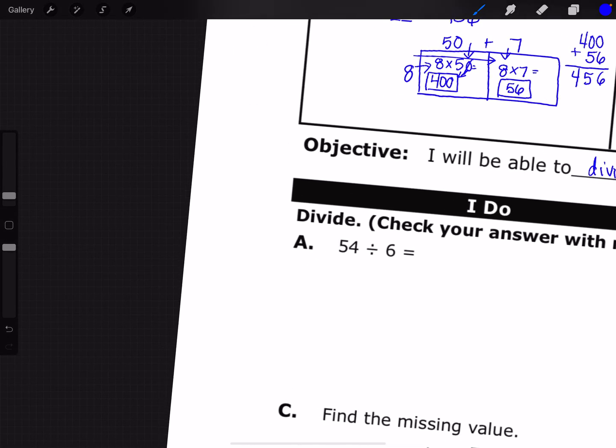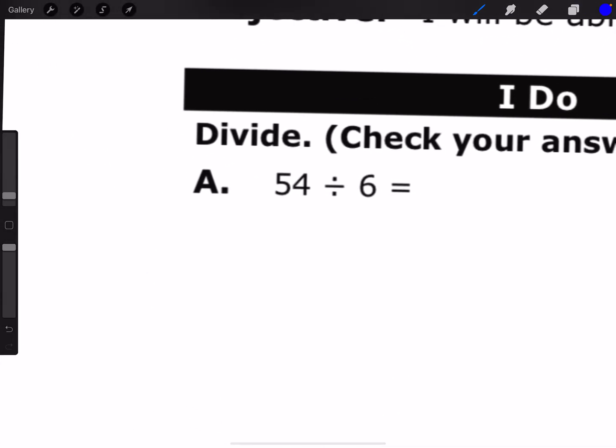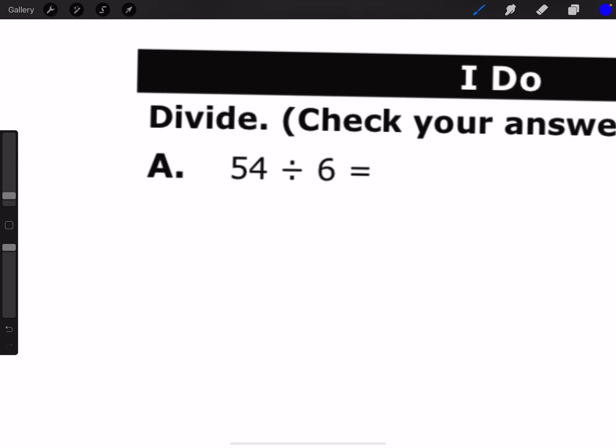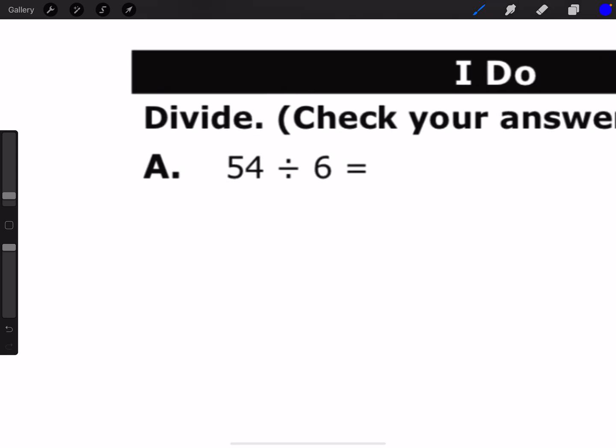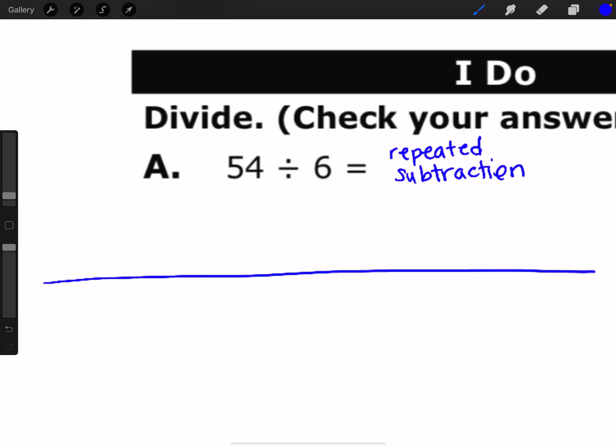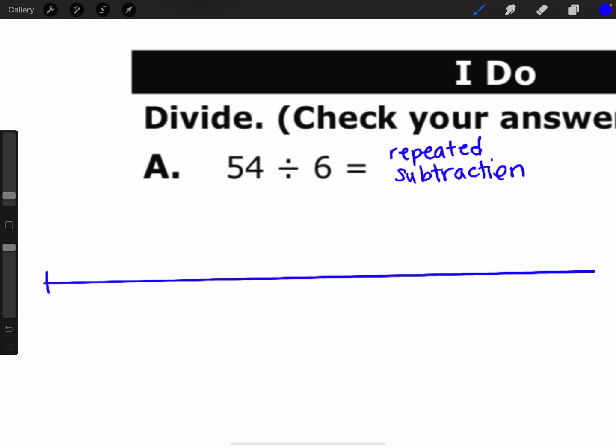All right, so RA. Right now, I'm going to teach you how to do the repeated subtraction way to figure out 54 divided by 6. So, repeated subtraction. I like to do repeated subtraction with a number line. And we know that we need to get our division down to 0.